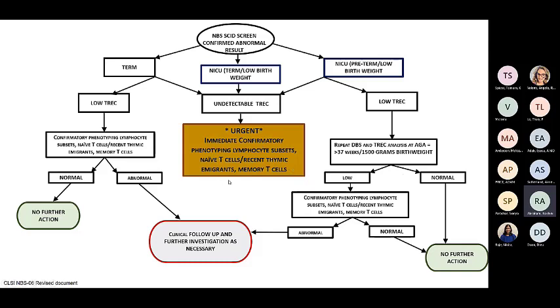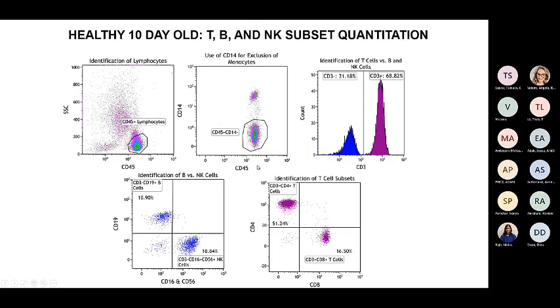And we've also recommended what is the basic confirmatory flow cytometry test, not just looking at TBNK lymphocyte counts, but also looking at naive T cells, memory T cells, recent thymic emigrants, doing all of that together. So here's just an example for you to think about when we think about lymphocyte subset quantitation. This is a TBNK result. Some of you may be familiar with flow, some not.